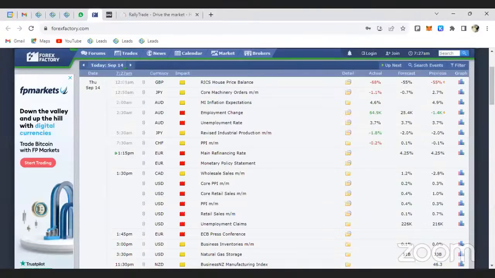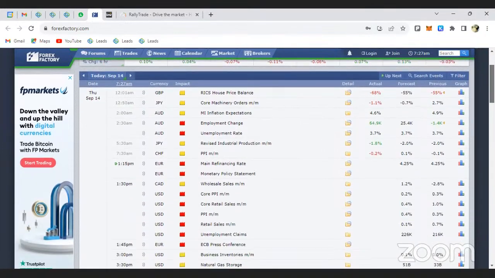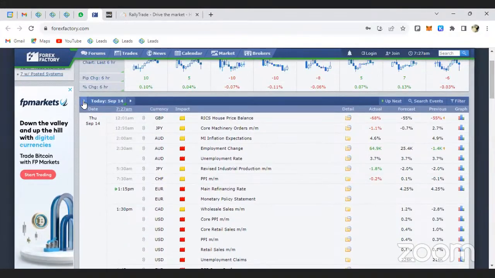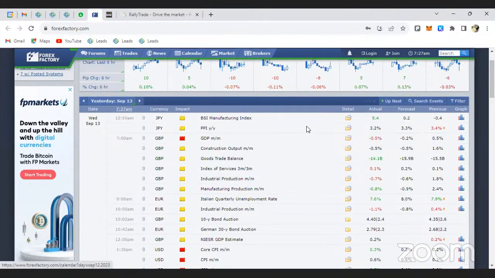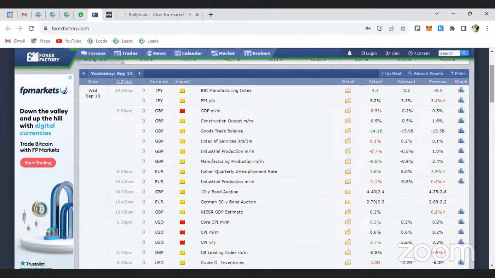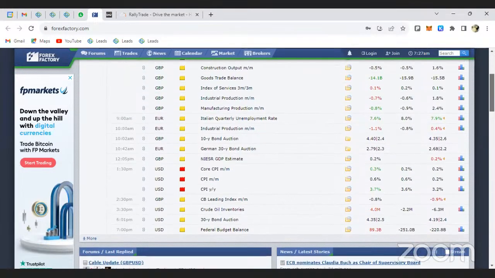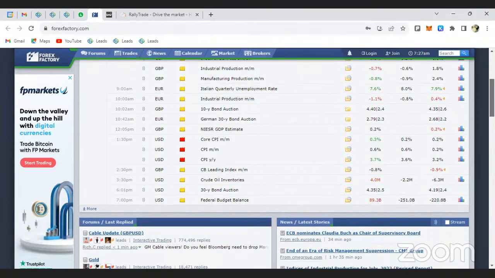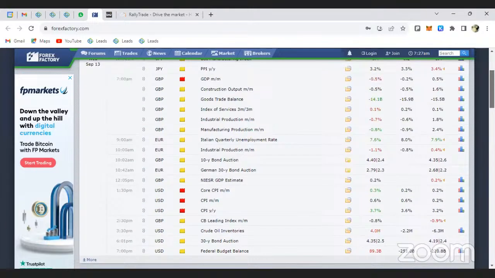All right. So let's just run through yesterday's major news that came out on Forex Factory. Yesterday in the morning, we had GDP, that's gross domestic product, on the pound zone. And also for the better part of yesterday, around 1:30, we had our core CPI news, both monthly and yearly.